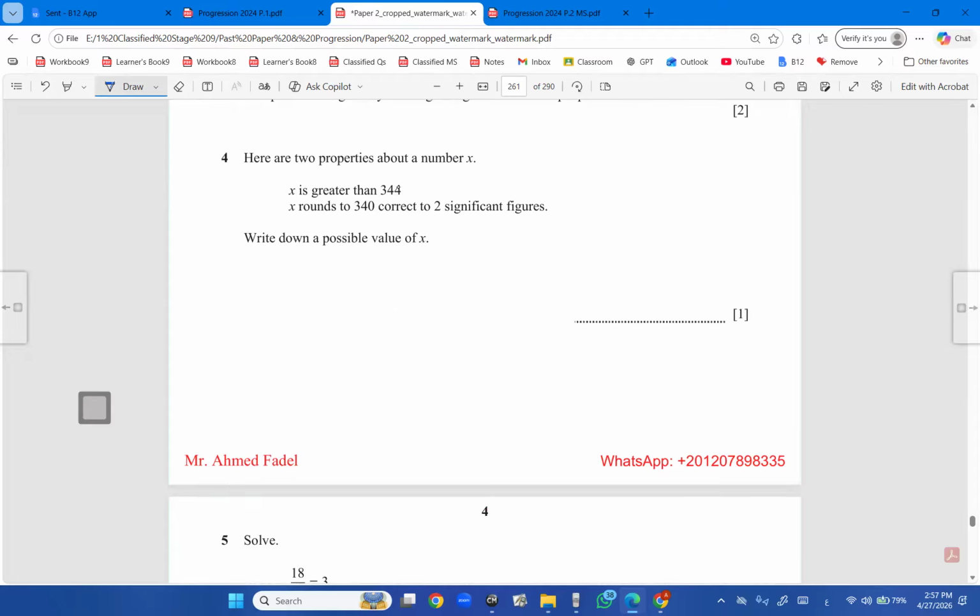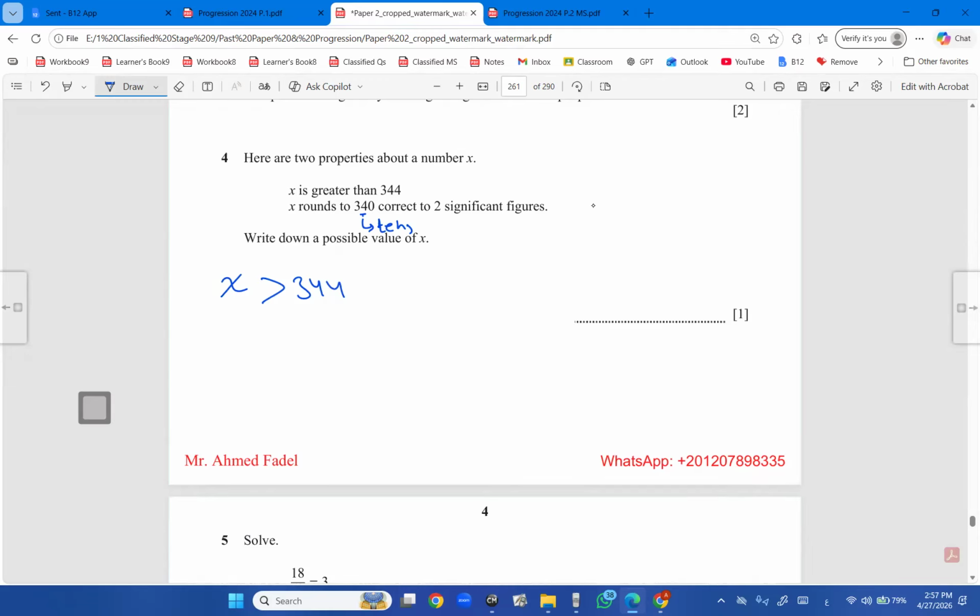Question 4. Here are two properties about a number x. x is greater than 344, while x rounds to 340 corrected to two significant figures. So correct to two significant figures, it means to the nearest tens, right? I need to find here what is the greatest value it can reach, because we know that x is greater than 344.